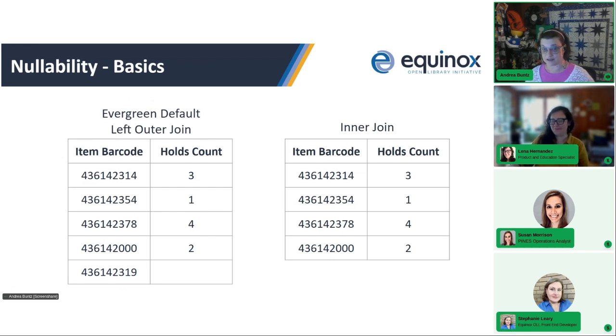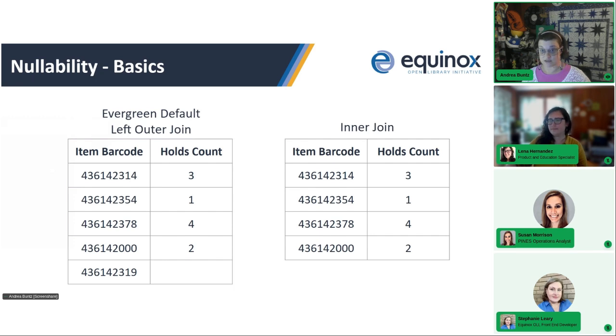So on the left, it shows a sample data table using the Evergreen default, which is left outer join. And you'll notice that in the holds count, that last value is null for that barcode there. And there are certainly circumstances where you would not necessarily want to see that data. So using an inner join, it would instruct the reporter to drop values from the left column if they are null in the right column. A null value does not mean 0. It means it's null, it's blank. There's no value, no information there. So if you have report output that's going to include a lot of null values, you would probably want to use nullability to drop them from your reports.